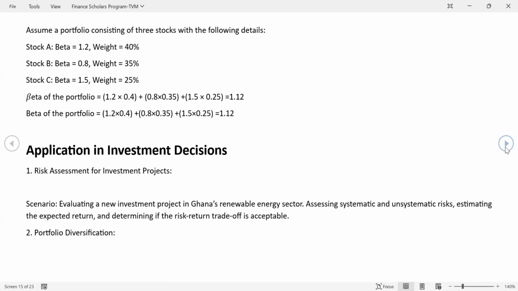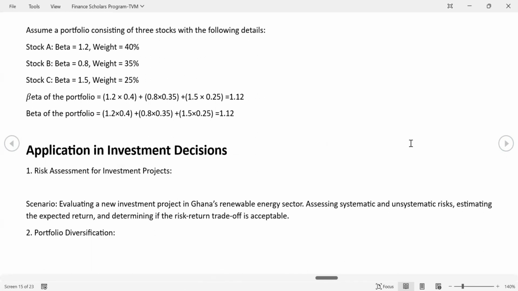So if you have three stocks with their betas and their weights, and you want the beta of the entire portfolio, not just the individual stock, it's just multiplication. You multiply each stock's beta by its weight and then add them. So that's what is up here. I think it's very simple.